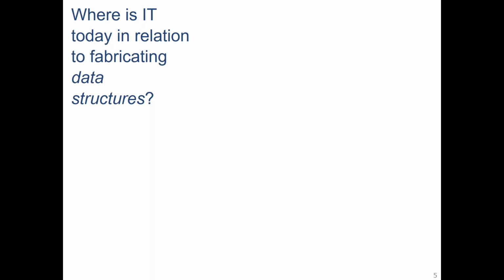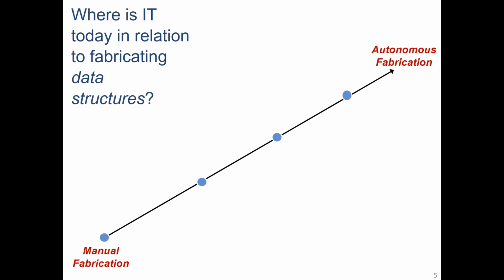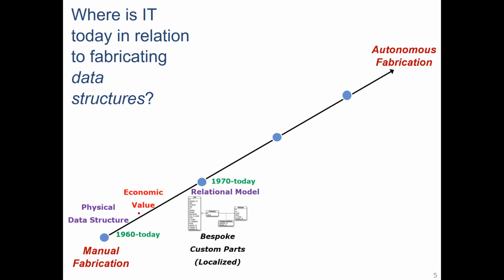So let's use that as a backdrop to look at where we are today in IT and finance in relation to fabricating data structures instead of physical parts and machinery. Again, the same scale of manual fabrication to autonomous fabrication. We can look at the 1960s, where we started off with mainframes and basic monolithic structures, physical data structures, single flat files, and that's our starting point of economic value.